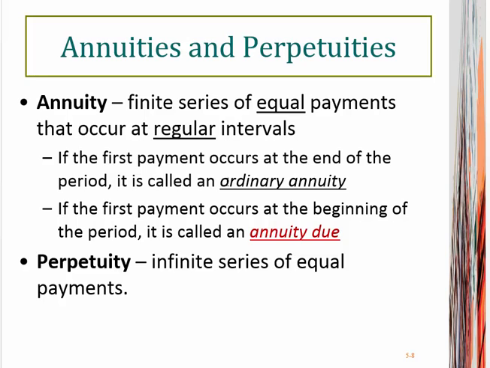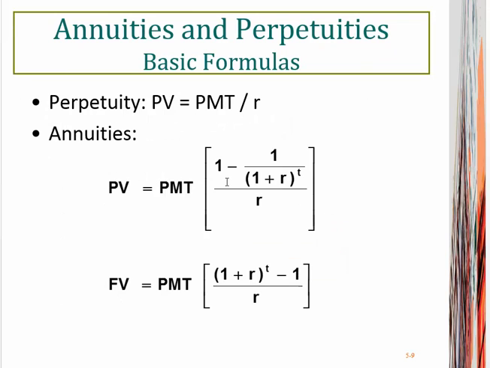So let's look at some examples and some further exploration of annuities. There are some formulas. The present value of a perpetuity is the payment divided by the return. That's a fairly simple formula. We can't calculate the future value of a perpetuity; you can only calculate the present value. But for annuities, we can calculate both the present value and the future value of the payments.